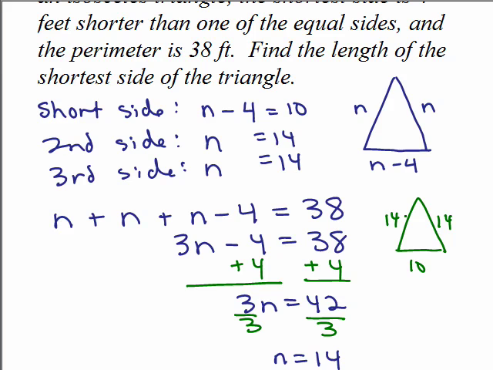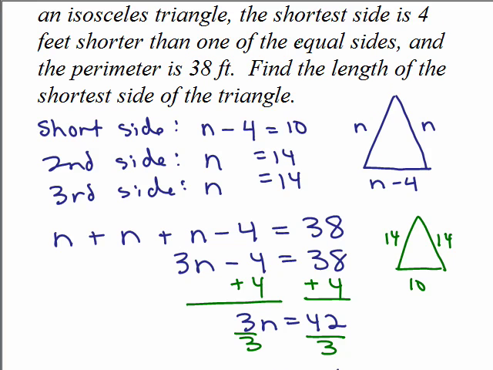So now we want to go and make sure this makes sense. So it said that we've got 2 equal sides. Yep, we got 2 equal sides. And it also said that the shortest side is 4 feet shorter than one of the equal sides. So yes, 10 is 4 feet shorter than one of the equal sides. And it also said the perimeter was supposed to be 38 feet. And notice if you add the 3 sides, you do have 38 feet.